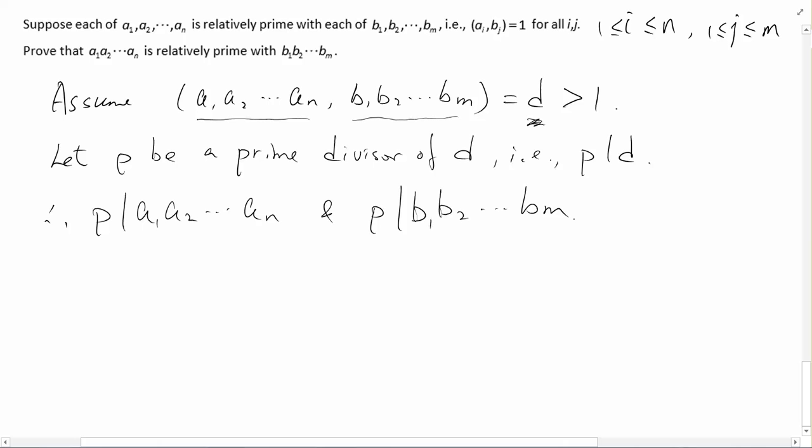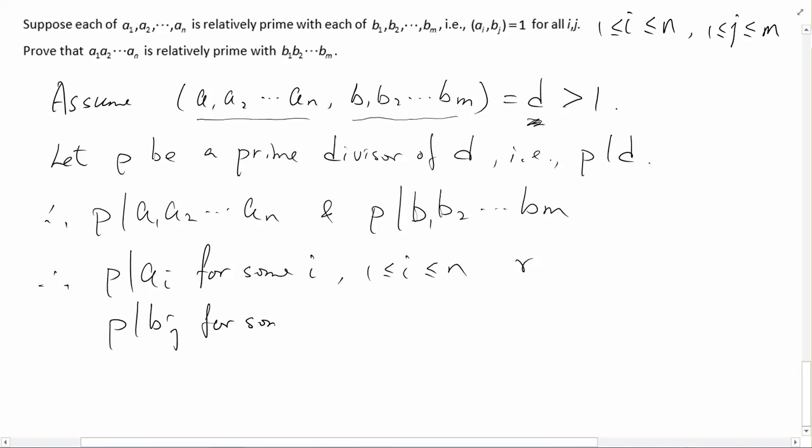And since P is a prime number, we have P divides at least one of the A's. Okay, so we can assume P divides Ai for some i, and of course i is from 1 to n. And similarly, we have P divides Bj for some j from 1 to m.